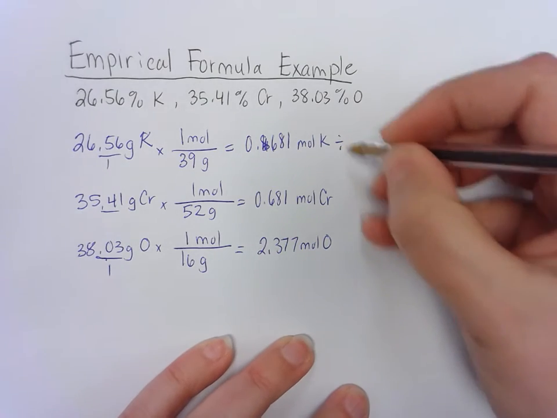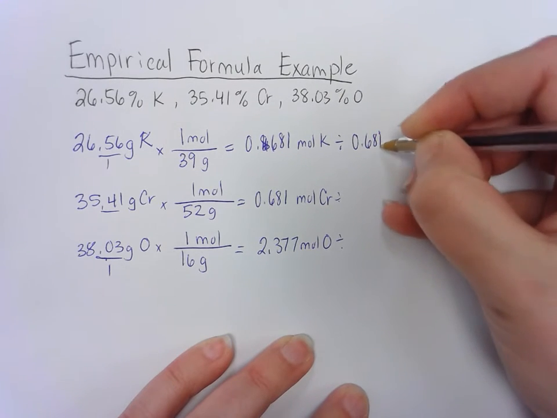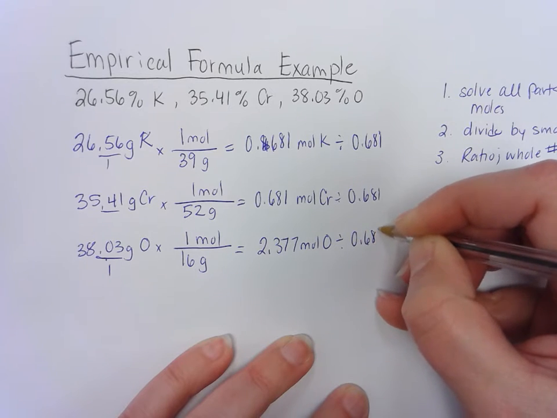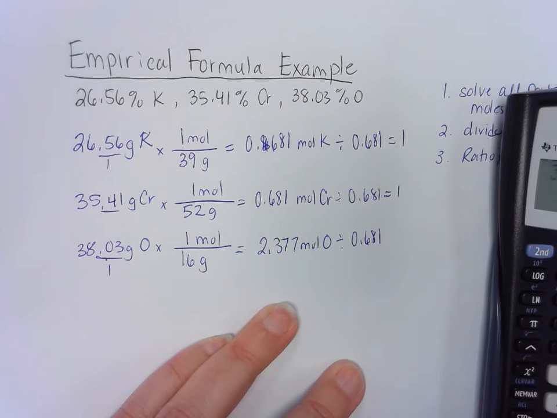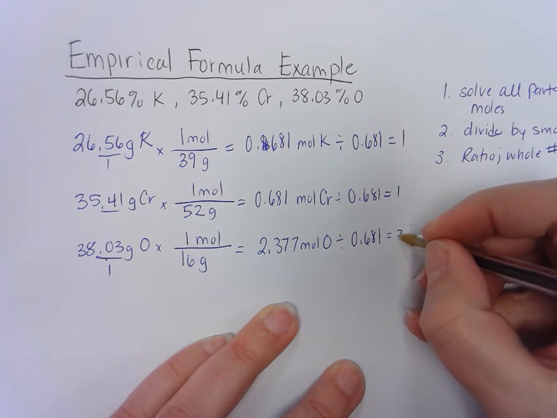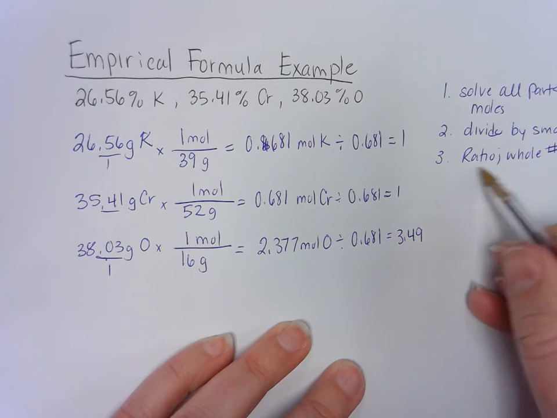We are going to divide by the smallest, which happens to be the same for 2 of them. So we can see that it's 1, 1, and if you take the 2.377 divided by 0.681, you get 3.49. Now the point of doing this is to find a whole number ratio.